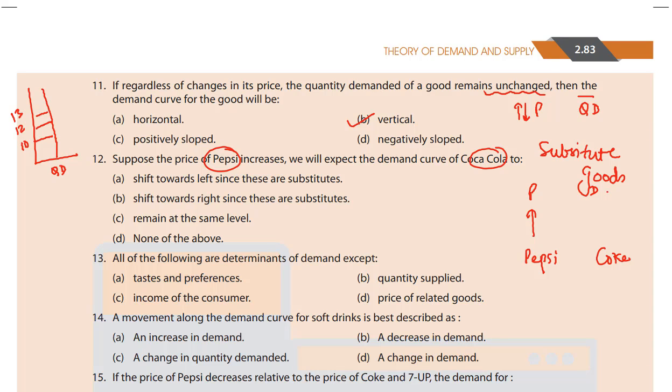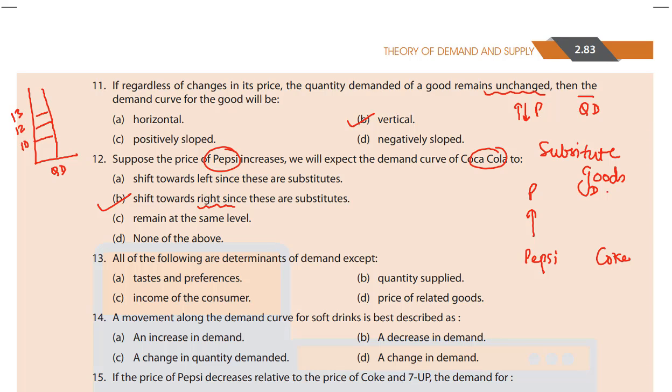Shift towards left since these are substitutes. Shift towards right since these are substitutes. Right, that means increase in demand. Remains the same at the same level, or D, none of the above. The answer is B. B for Bombay. Shift towards right since these are substitutes.